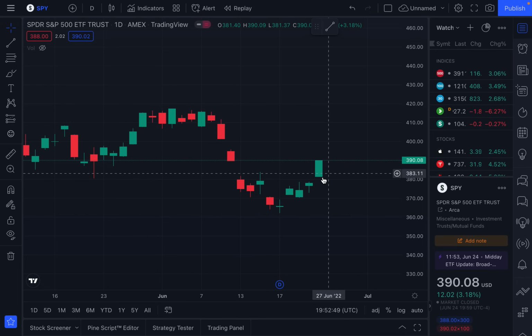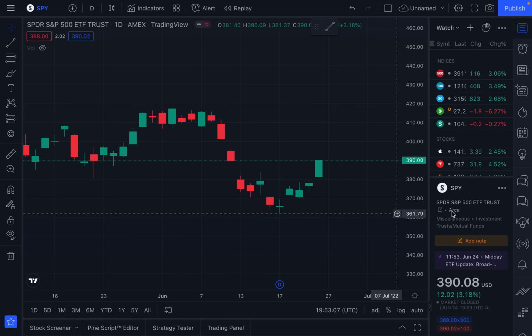And again, the way you read this is at the bottom of this body, which is around 381. That is where SPY opened up yesterday. And then at the top here of the body is basically where SPY closed yesterday, which was around 390. And you can actually see this green line here, which tells you where it closed, the last close, which was 390.08. Okay, so that's how you read candles. Very important thing to understand.